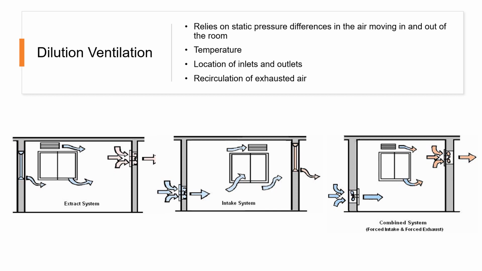The second example, the one in the middle, utilizes a mechanical supply of air in a passive exhaust system. So this is kind of the opposite of what we just discussed. So this way we're mechanically pushing clean air into the room and allowing the dirty air to passively exit through the exhaust system.